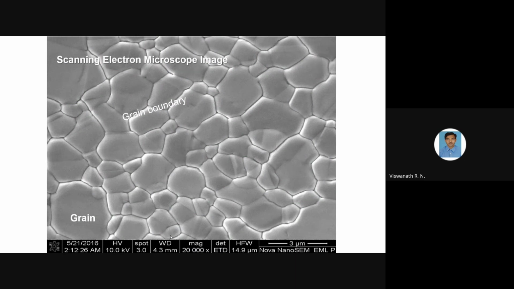So this is one way. If I take a scanning electron microscope image of a material with grains and grain boundaries, the solid continuous regions are the grains, and there are small boundaries. And if you look more closely, the orientation of the atomic arrangement in this grain is different from the neighboring grain, because depending upon the boundary energy, the orientation varies.